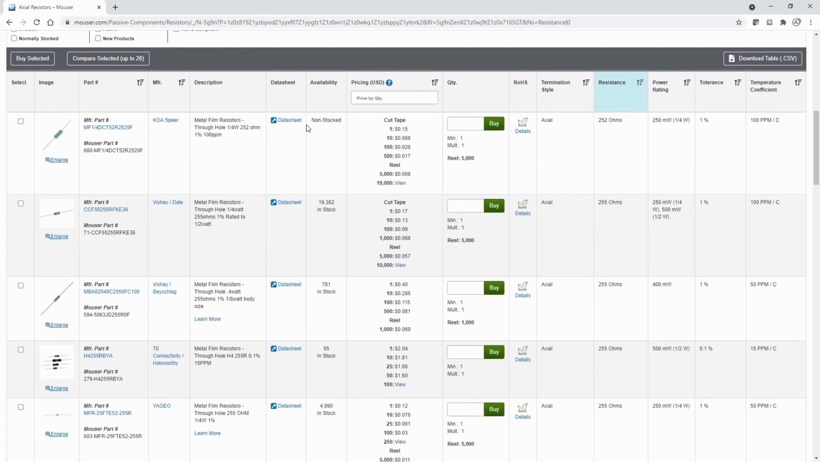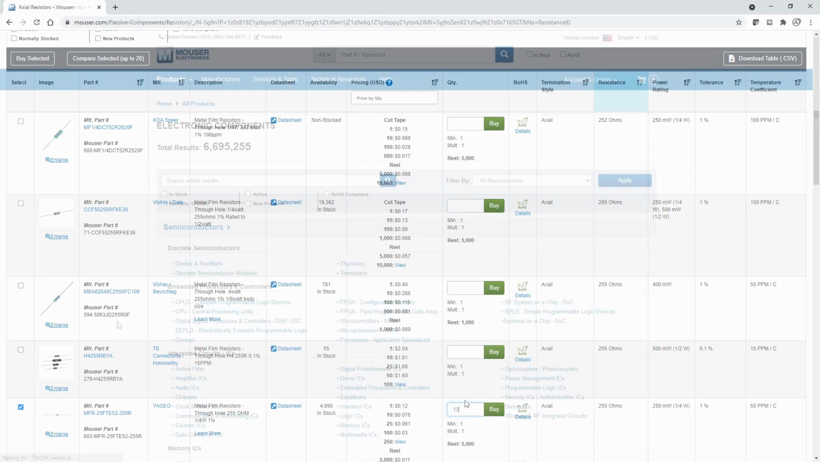Now looking, we see that our 252 ohm resistor is still there, the one that wasn't in stock. However, there is a 255 ohm resistor that is in stock. He's 17 cents, and you get some bulk discounts here. You can look a little bit further down. There's another 255 ohm resistor, still a 1/4 watt, and this one is much cheaper. You can get 100 at 3 cents a piece. So this is what I would choose to do.